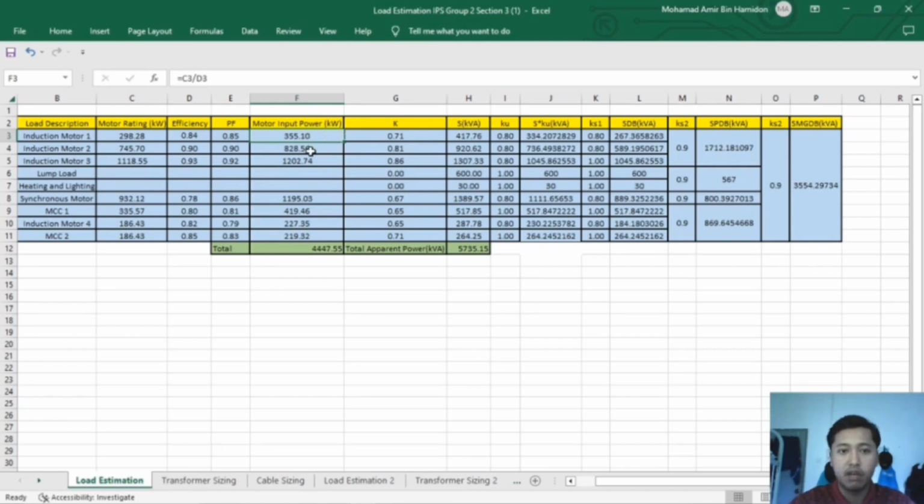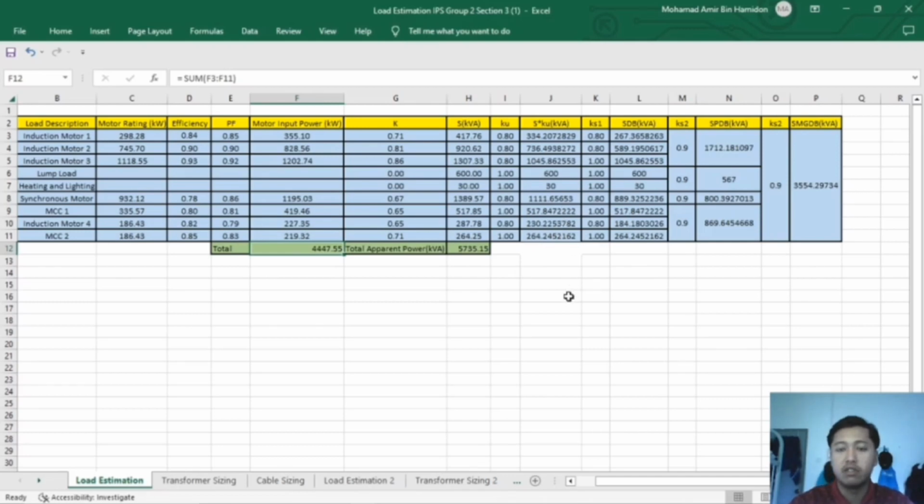After we get the motor input power, the other important thing is to find the apparent power. To find the apparent power, we divide the motor rating that we already calculated by the K factor. After we get all the apparent power for each load, we sum it up and get this value. The same goes for motor input power: we must get the total of the motor input power.